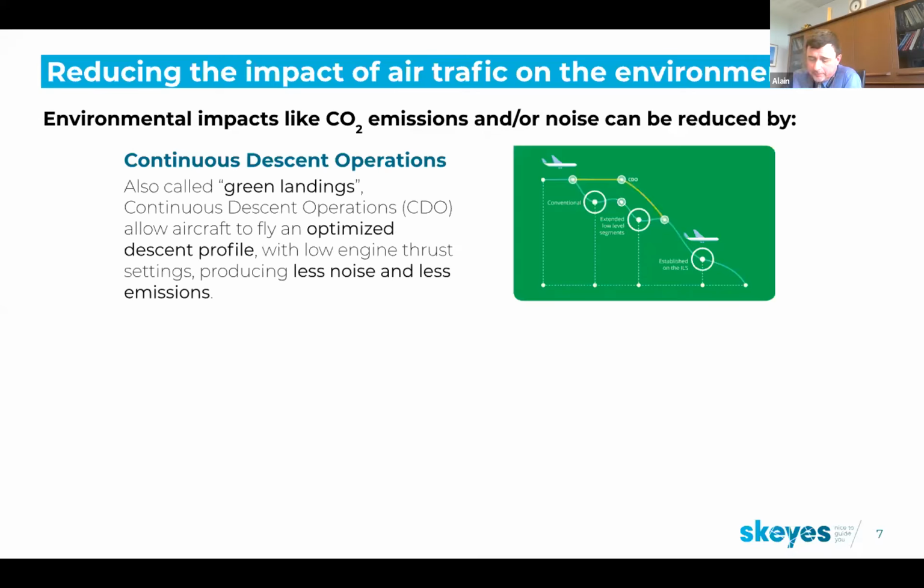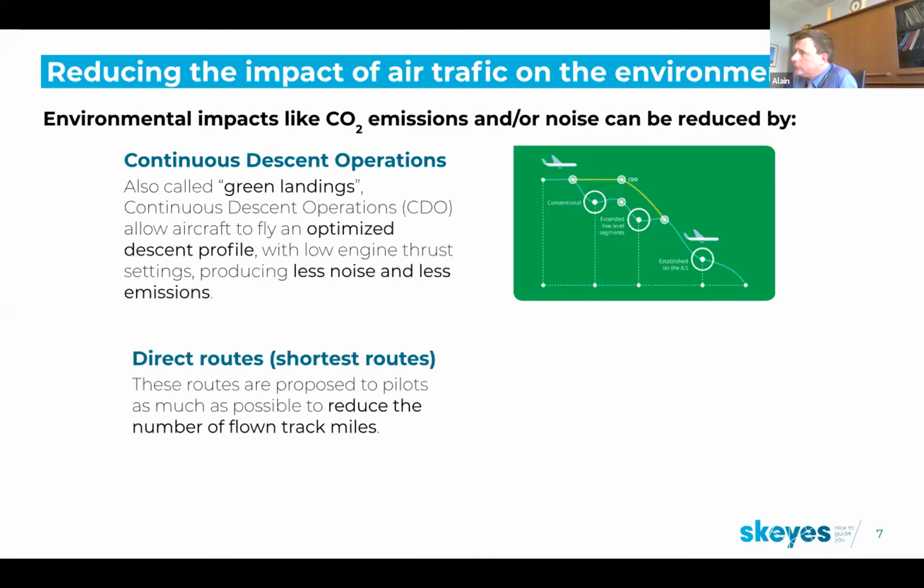One possible manner to reach that goal is certainly the continuous descent operation. It's a means to land without systematically stopping at certain altitudes, so that with this means of landing, you use less CO2, and also you produce less noise. It's very important also for the inhabitants that noise is diminished. We also have tried to implement routes as short as possible, in order to reduce the miles flown and of course the CO2.